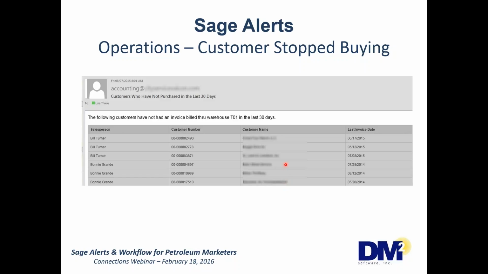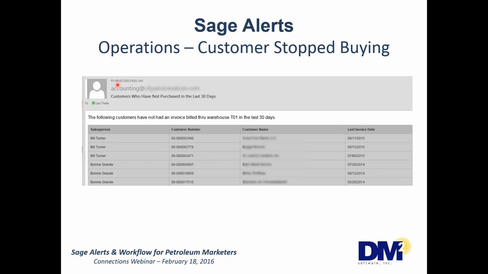Notice how this alert has multiple records for a particular salesman, and it's sorted by salesman. So we have 3 records for Bill and 3 for Bonnie. This same alert could be used to do a page break by salesperson and have each salesman get a list of their customers that are not purchasing. So the same version of this email, Bill would get a copy of his 3 customers and Bonnie would get a copy of her 3 customers, telling them who had quit buying and when their last invoice date was.